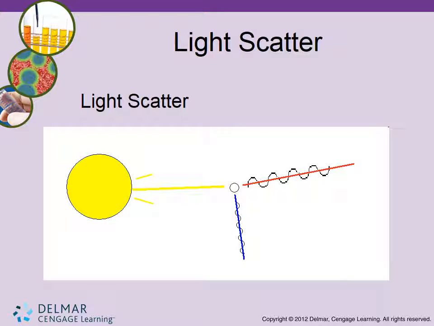Here's an example of a light scatter. See how the laser hits a single particle and then it scatters in different directions.